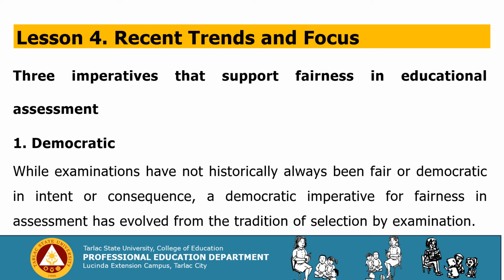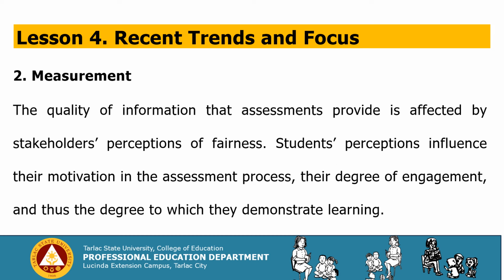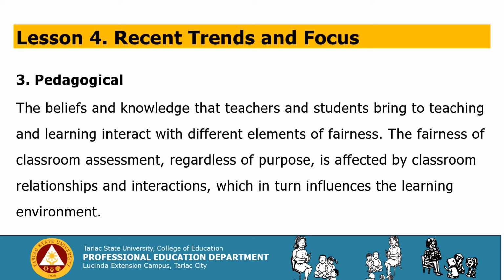There are three imperatives that support fairness in educational assessment. Number one is democratic. While examinations have not historically always been fair or democratic in intent or consequence, a democratic imperative for fairness in assessment has evolved from the tradition of selection by examination. Number two is measurement. The quality of information that assessments provide is affected by stakeholders' perceptions of fairness. Students' perceptions influence their motivation in the assessment process, their degree of engagement, and thus the degree to which they demonstrate learning.